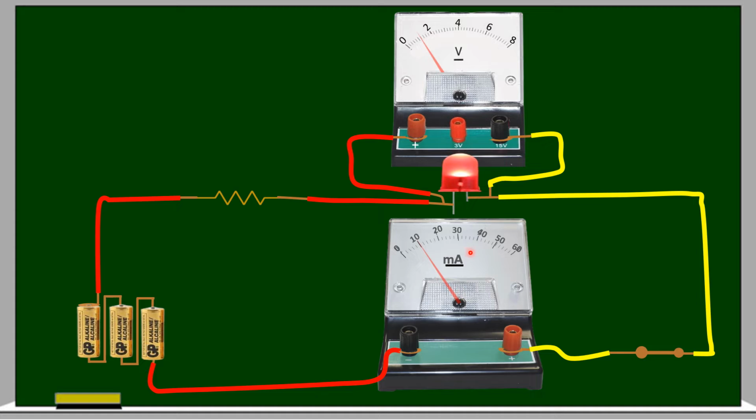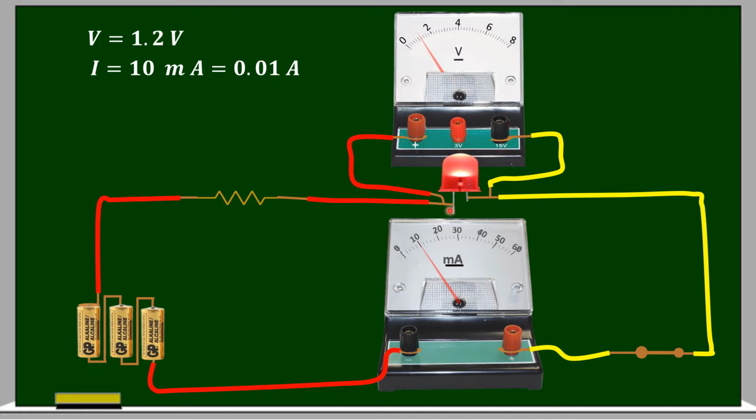So what is the voltage between the two terminals of the LED here? It is 1.2 volts. And how much current is passing through the LED? It is 10 milliamperes. So let us note down these values here. V equal to 1.2 volts.